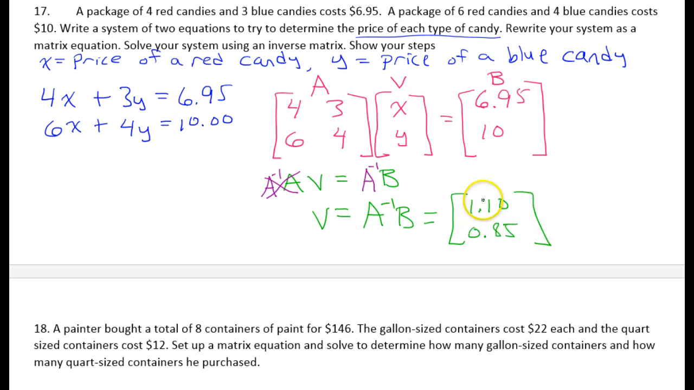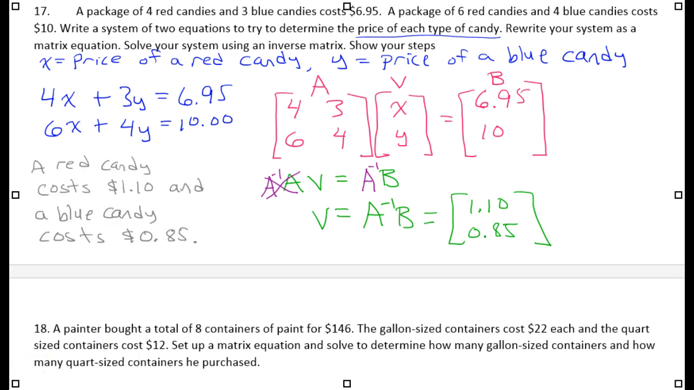Okay, so these are the prices of the red candy and the blue candy. Let's just write it off to the side using a few words. Whenever you solve a word problem, it's important to have a summary statement. A red candy costs $1.10 and a blue candy costs 85 cents. Alright, don't just leave your answer like this. Make a sentence.